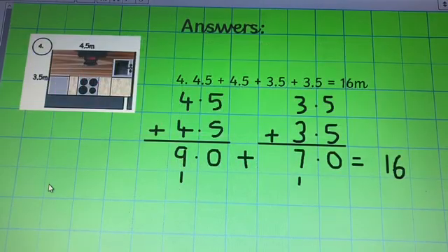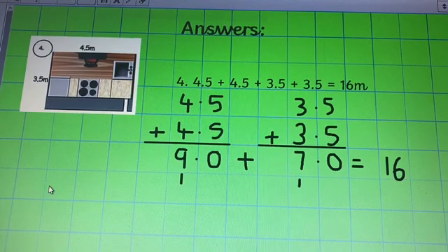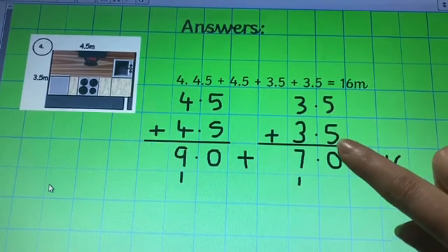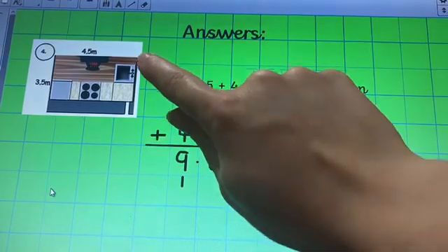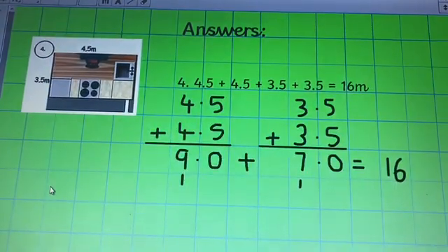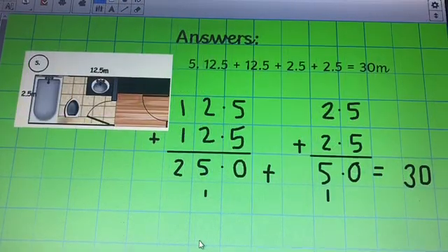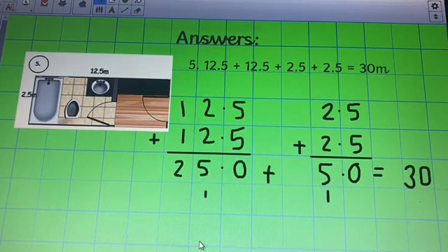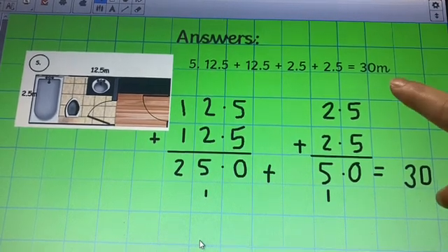Okay, number 4 was slightly trickier because you had to work with decimals. So you would have had to add 4.5, add 4.5, which would give you 9, and 3.5, add 3.5, which would give you 7. So this line here would have been 4.5, and this line here would have been 3.5, which together would have given you 16 metres. Okay, a similar one again for number 5 with some decimals. So 12.5 add 12.5 should have given you 25, and 2.5 add 2.5 should have given you 5, which together would have made 30 metres.